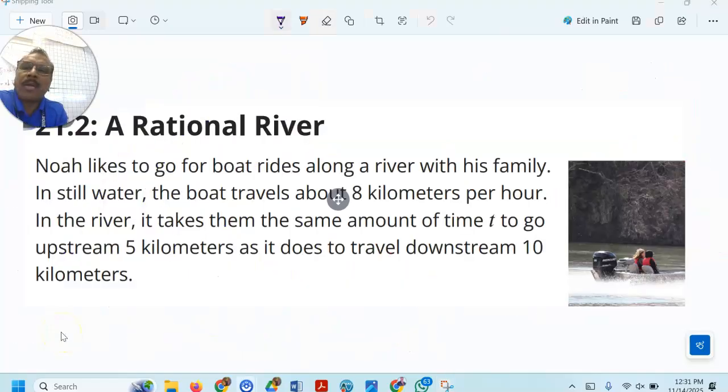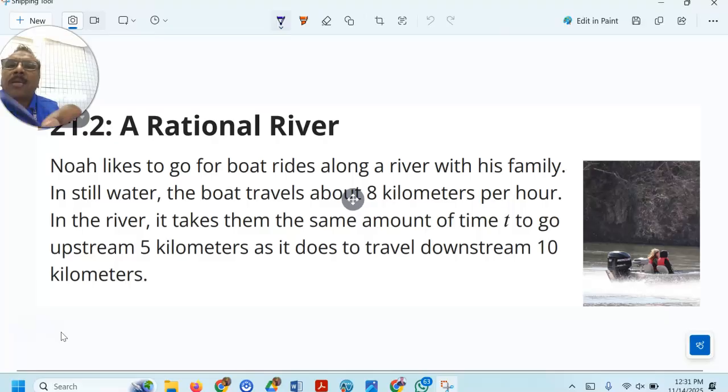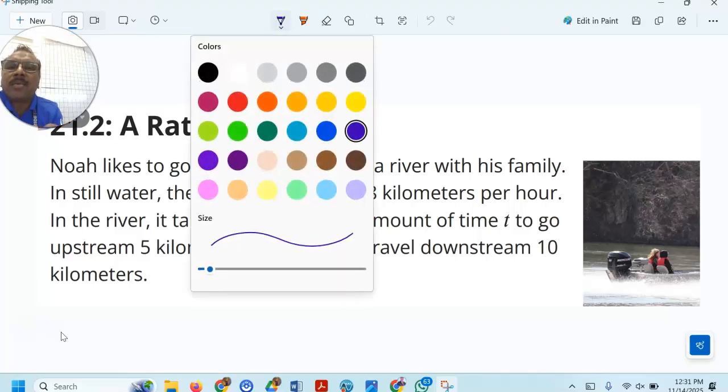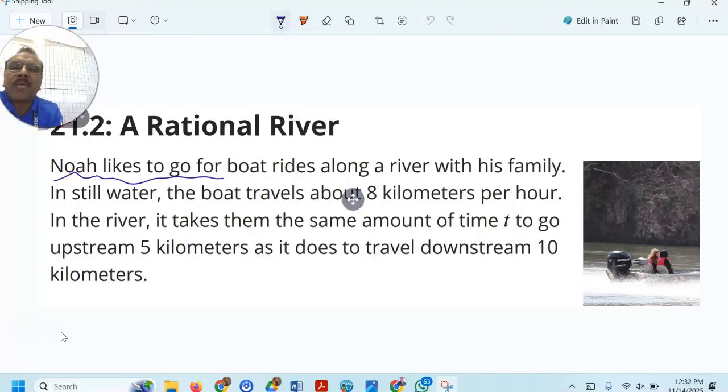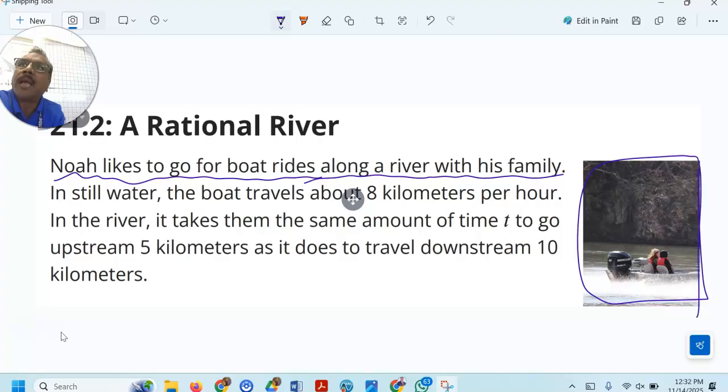Noah decides to go for boat rides along a river with his family, and you can see the picture clearly shows that. Okay, and in still water. Now, what is the meaning of still water? Can you write down here? Water not moving. What does this mean?